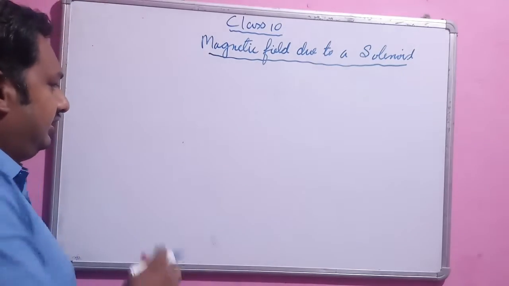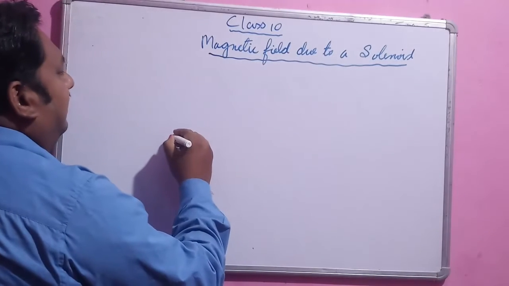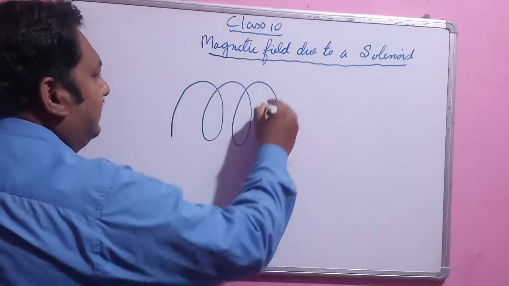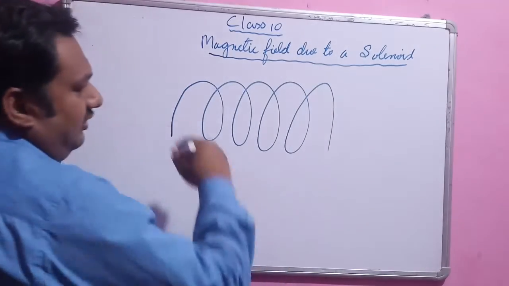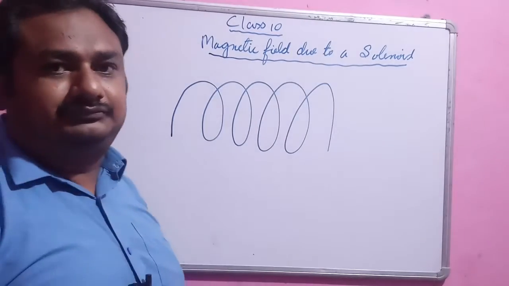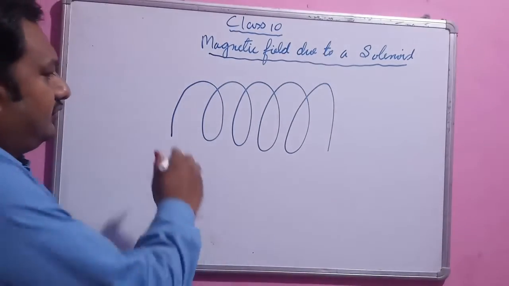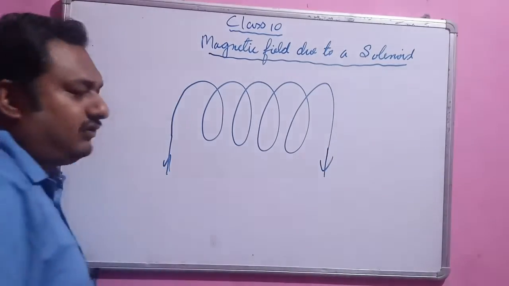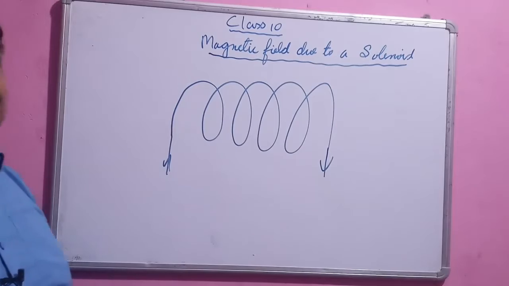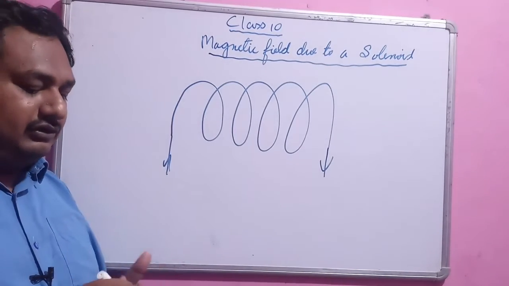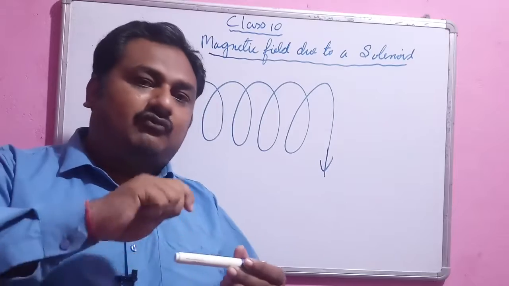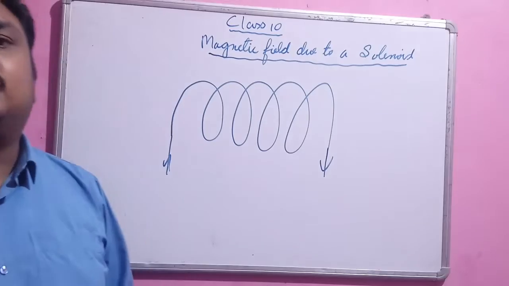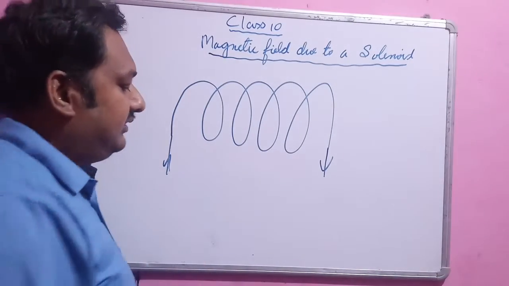We can define it simply: whenever a conducting wire is wound in the shape of a cylinder, it forms a solenoid. I have drawn an exaggerated view. Suppose I have a wire and I wind that wire over this marker, so it forms a solenoid. That is a very simple thing.